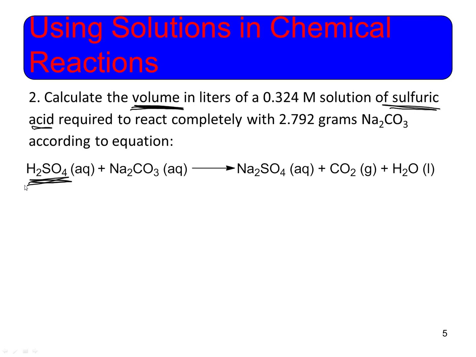Exactly, okay, because we're given grams of our sodium carbonate, but we want to find the volume of sulfuric acid. So the key here is we're going from one quantity to another, just like we did in Chapter 3. So we're going to take our grams. So we have 2.792 grams.